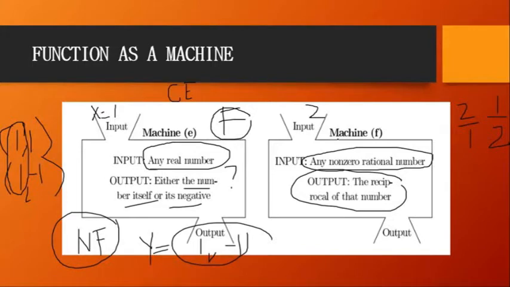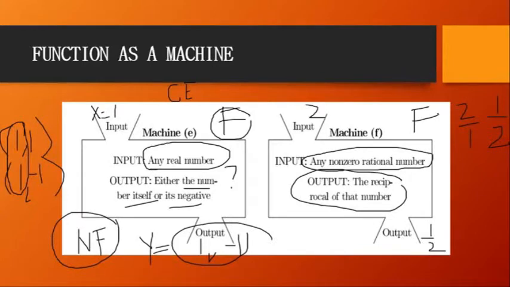Okay? So if our x is 2, definitely ang y natin is 1/2. Hindi pwedeng 1/3, hindi pwedeng 1/4. Okay? Meron kanya-kanyang reciprocal ang bawat number. Tama? So, ibig sabihin, yung machine F natin is a function. Okay? And that is the function as a machine.